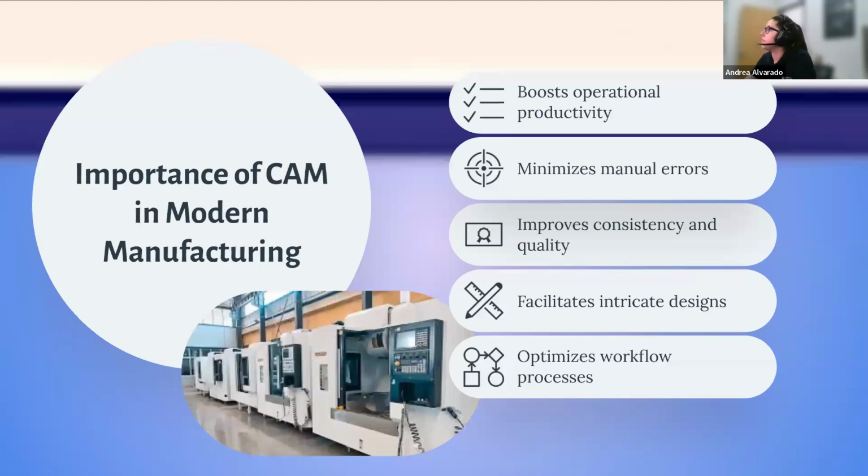The importance of CAM in modern manufacturing is that it boosts operational productivity, minimizes manual errors, it improves consistency and quality of your parts, as well as you can do very intricate part designs, as well as optimize your workflow processes. Manual machining can be just as accurate, but it does involve a machinist to do all the proper setup every time they run a part and have to be very consistent on their setups.